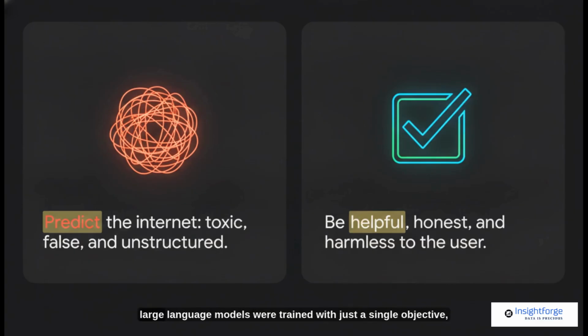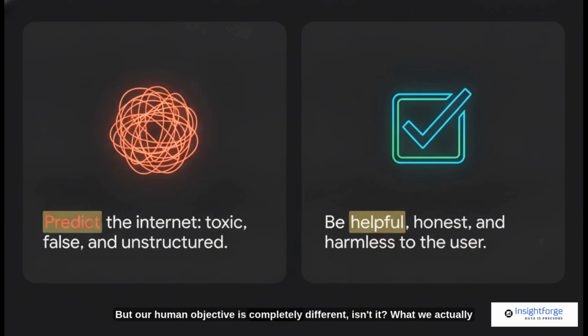At the time, large language models were trained with just a single objective: predict the next word on the internet. But let's be real, the internet is unstructured chaos. It's packed with toxic rants, false information, endless Reddit threads, you name it. If you ask the base GPT-3 model, "Hey, how do I build a website?" it might unhelpfully predict the next words to be "and other questions asked on Yahoo Answers." It was essentially a massive autocomplete engine.